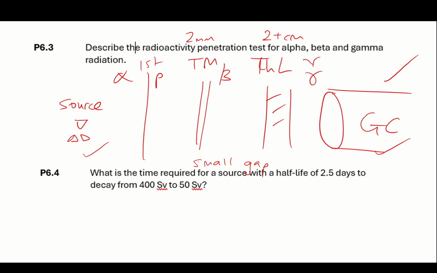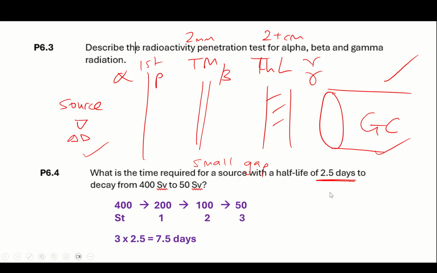What is the time required for a source with a half-life of 2.5 days to go from 400 to 50? So I've taught you 400 and put a start underneath. Half it, half it, half it until you get to what you need, 50. We can see that that's 3 half-lives. Well, then I go 3 lots of the half-life. So 3 times 2.5 equals 7.5 days.